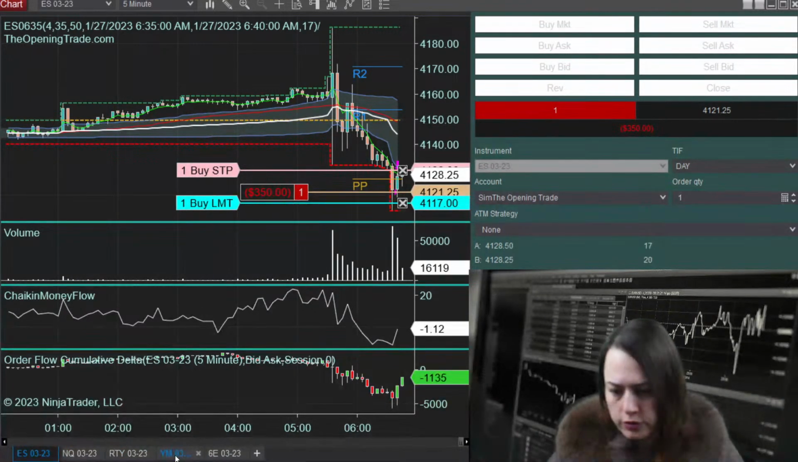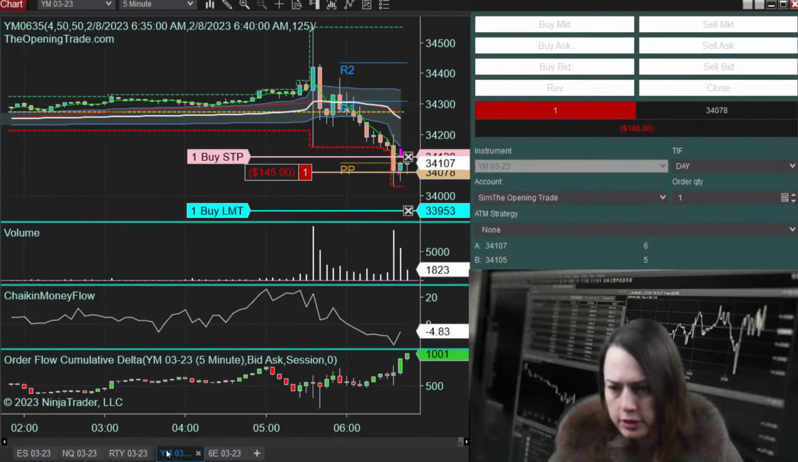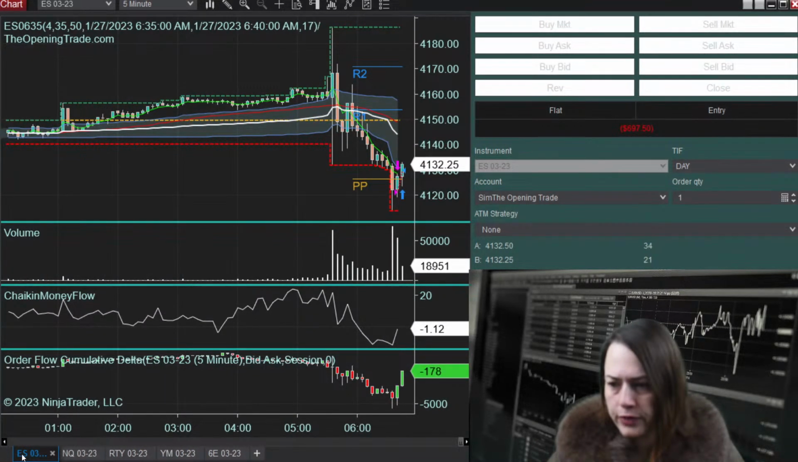We want it to turn around. We also have an automated trade going here on the Dow. Order filled. All right, so order filled. The S&P stopped out. It was not a winner today, unfortunately.